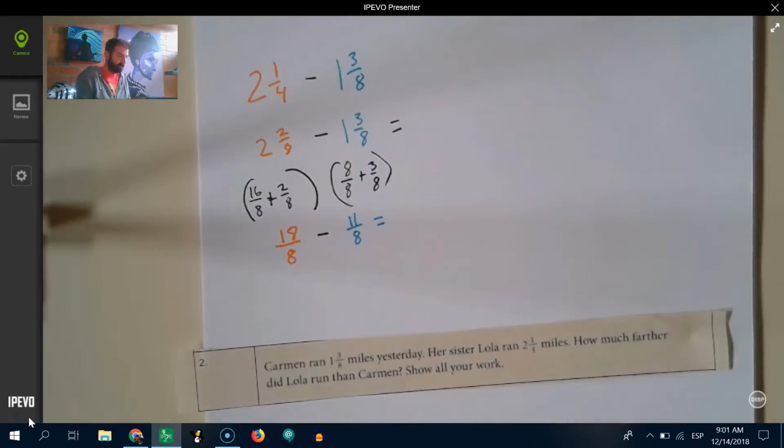Interesting. My estimate was off. I thought it was going to be around half. It was around 1. I wonder why my estimate was off. I'll have to think about that.